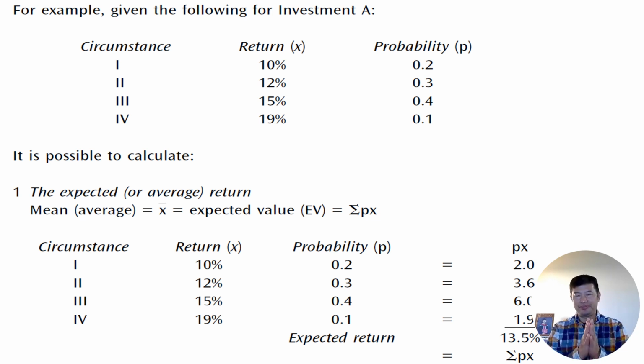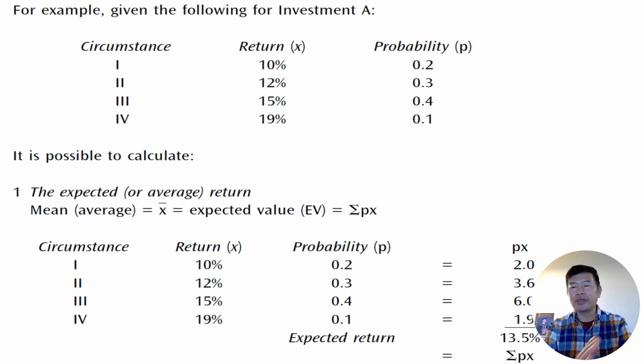This is an example. Circumstance or scenario: scenario 1, 2, 3, 4. You get a return for each scenario, and a probability. The future is uncertain, so you cannot predict 100% the result of your investment. That's why the word probability comes in. Okay? So when you expect, or average, return, memorize this word. Most of investment uses the word expected. Expected is an average.